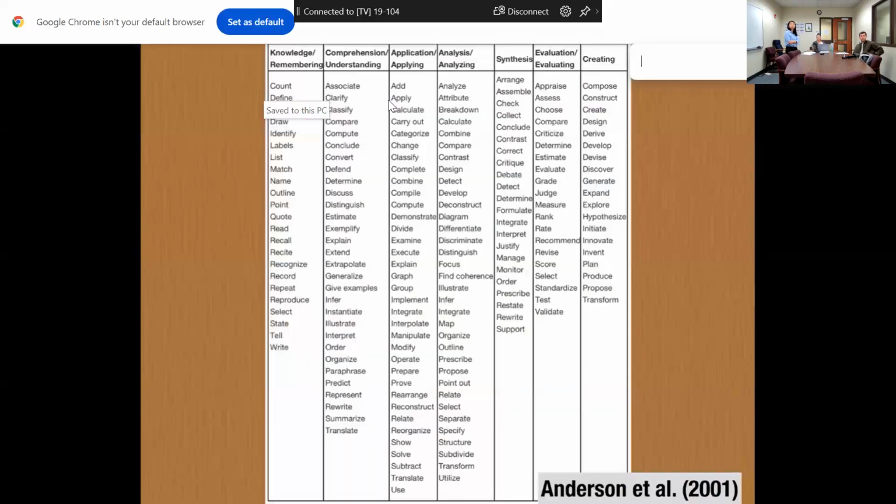It can also be helpful, particularly when writing learning outcomes, to look through a list of verbs associated with each level of Bloom's taxonomy. This one was published by Lauren Anderson, one of Bloom's students.